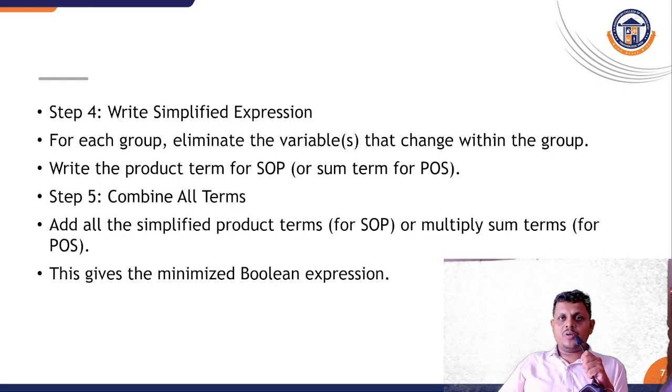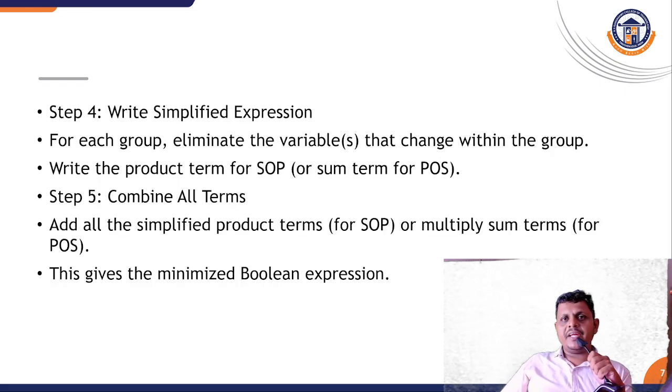Step 4: write the simplified expression for each group. Eliminate the variables that change within the group, and write the product term for SOP and the sum term for POS. Next, step 5: combine all the terms. Add all the simplified product terms for SOP, and multiply the sum terms for POS.